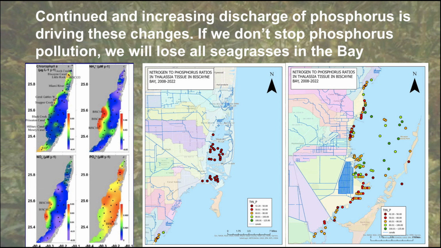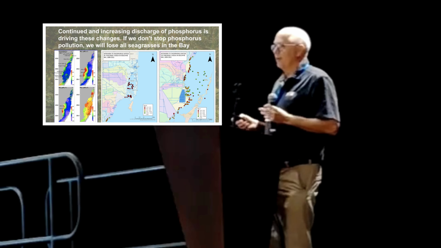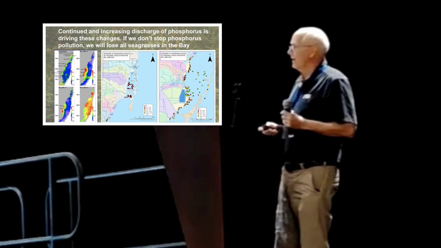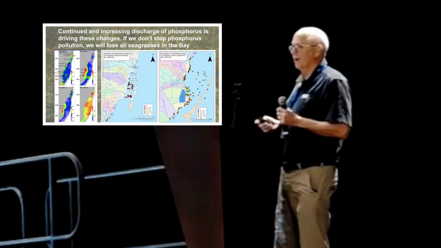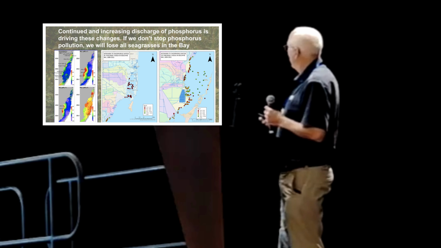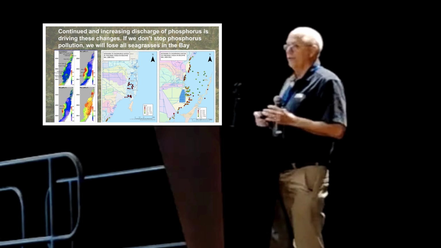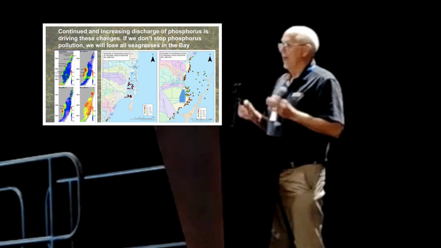Why? Phosphorus. We're loading the system with phosphorus, and when we do that, we make it so fast-growing things outcompete slow-growing things. And we love our slow-growing seagrasses and our slow-growing corals, and we don't like our fast-growing harmful algal blooms. We know the whole system is phosphorus limited. You add phosphorus, you change the system, you make it less valuable to us here in South Florida.